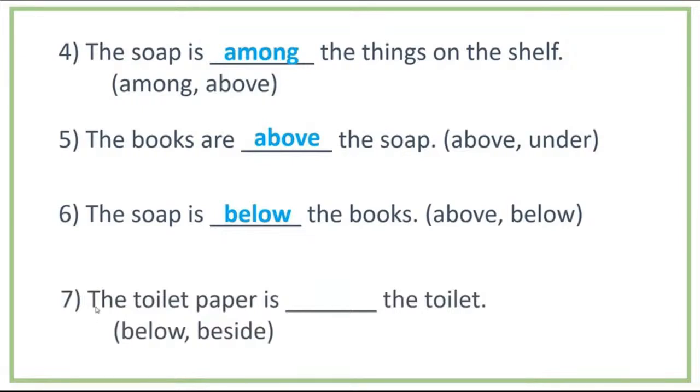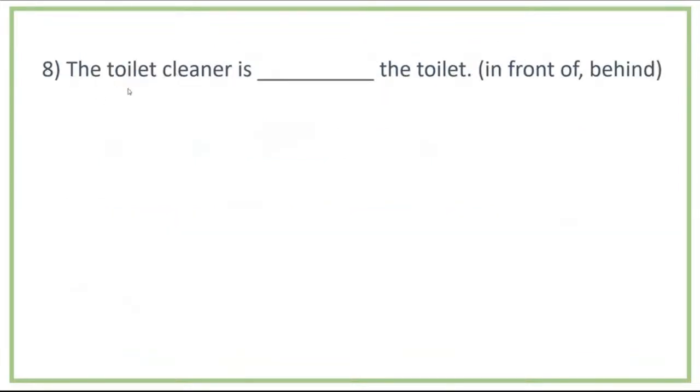Number 7. The toilet paper is blank the toilet, below or beside. Answer is, the toilet paper is beside the toilet. Number 8. The toilet cleaner is blank the toilet, in front of or behind. Answer, the toilet cleaner is behind the toilet.